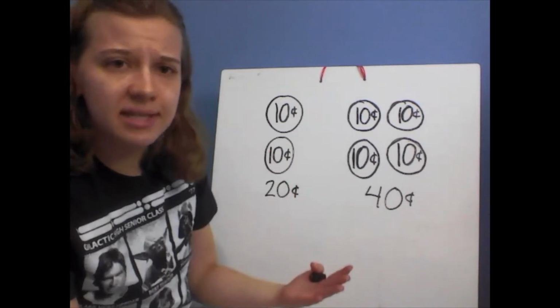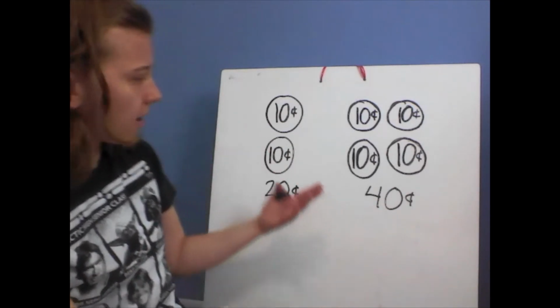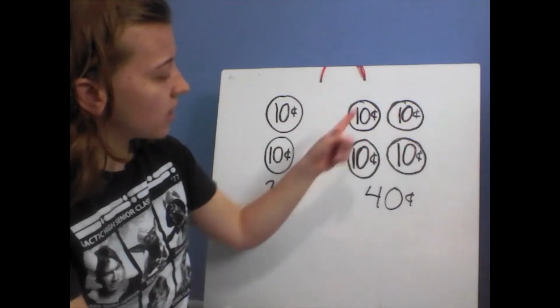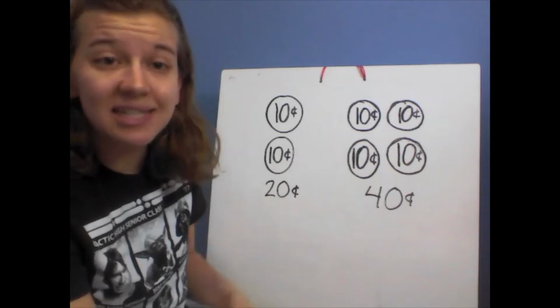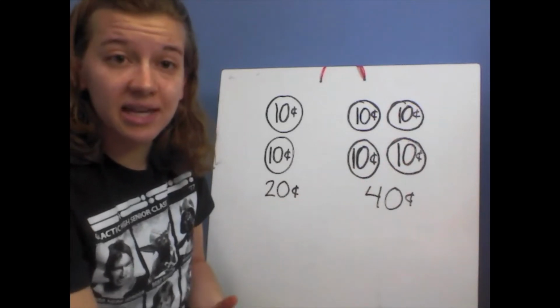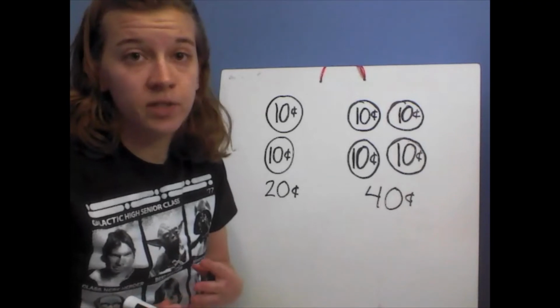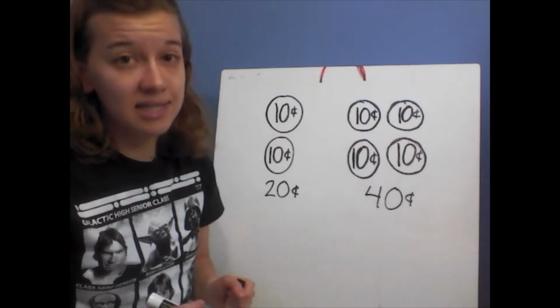Okay, but what would 6 dimes equal? Let's count. 10, 20, 30, 40, 50, 60 cents. 60 cents. Remember that we count dimes the same way that we count 10 rods. So we counted 60 cents.